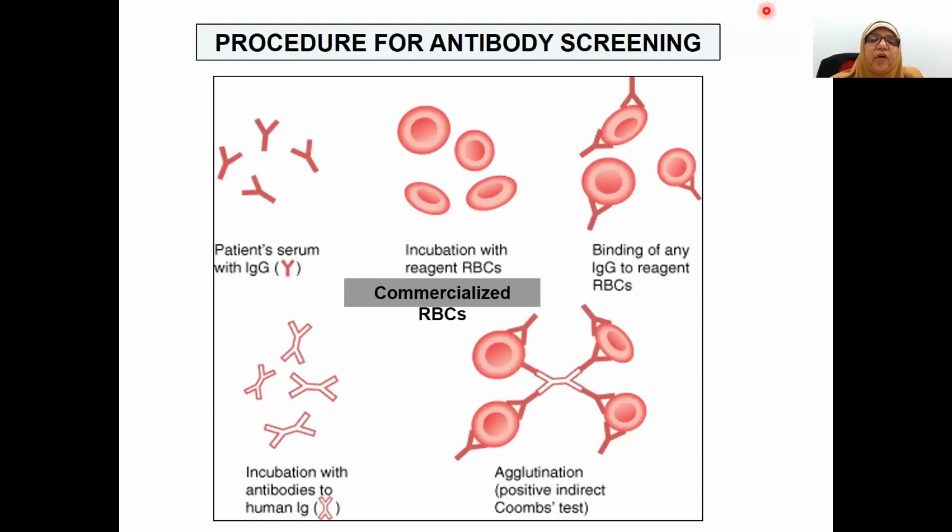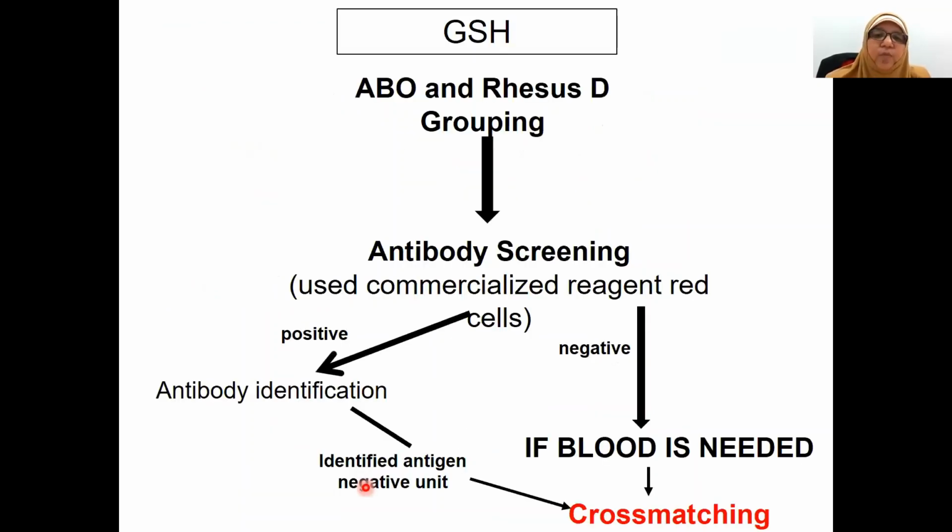Okay, so the basis of this antibody screening is the indirect Coombs test. All right, so when the antibody screening is positive, we have to proceed to antibody identification, right?